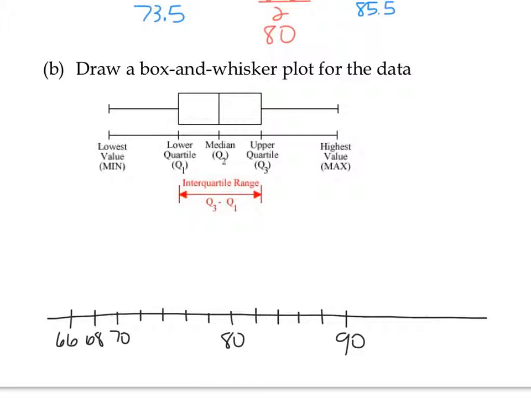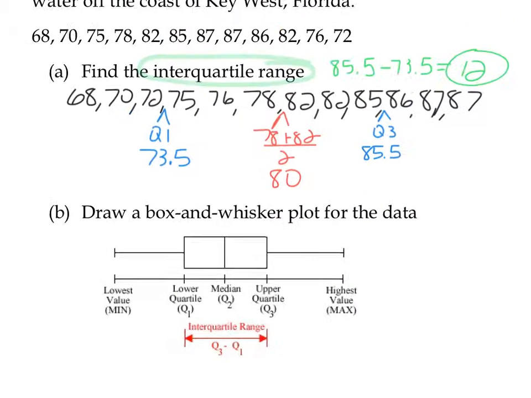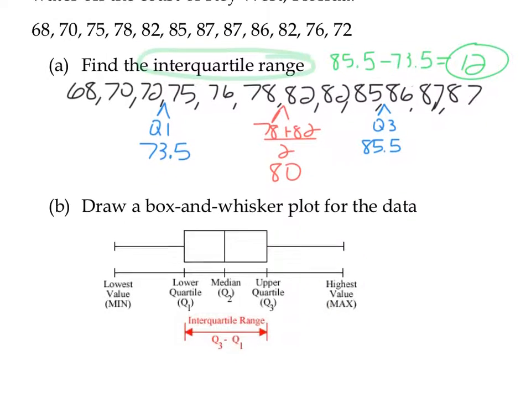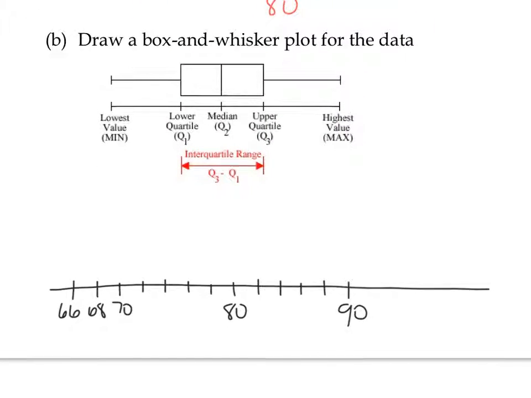So 5 key points. First one will be the minimum, the smallest number I had in my list of data that we just used. Again, we're using this same data here. Our smallest value is 68, our highest value is 87. So our minimum is 68. Our maximum is 87. This is 88, and this is 86, so 87 right there. It's going to be my other end point.